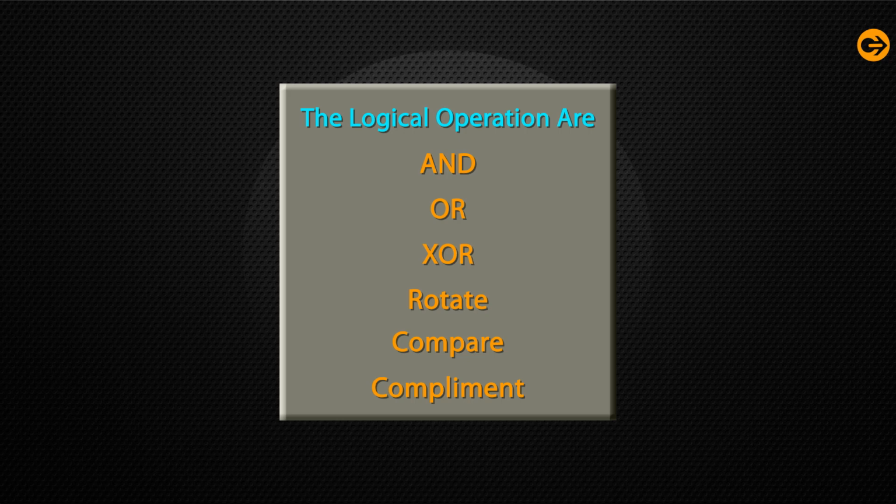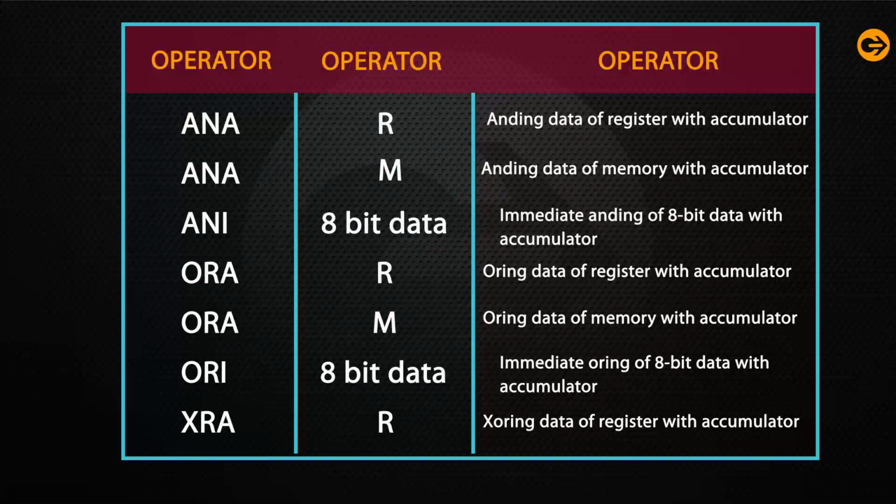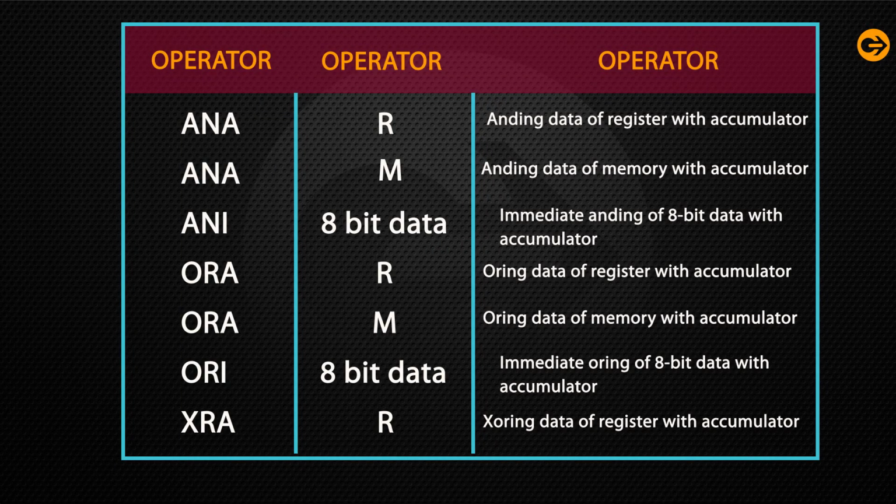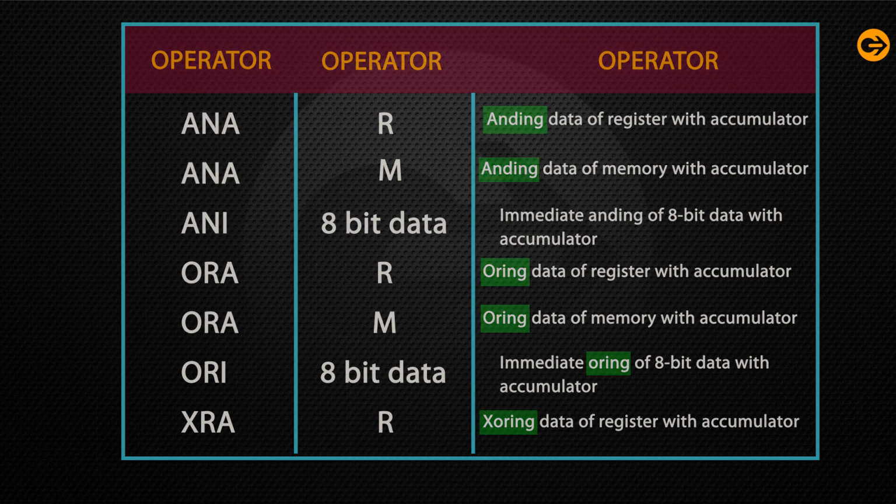Logical operations. These instructions perform various logical operations with the content of the accumulator. AND, OR, XOR. Any 8-bit number or the contents of a memory location or a register can be logically ORed, ANDed, or exclusive ORed with the content of the accumulator and the results are stored in the accumulator.